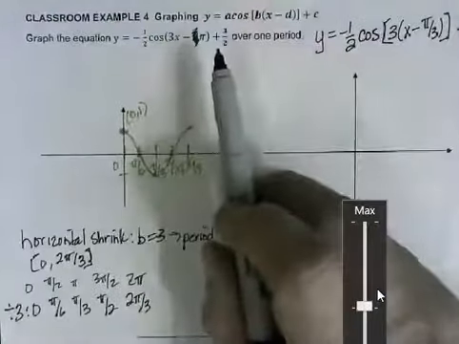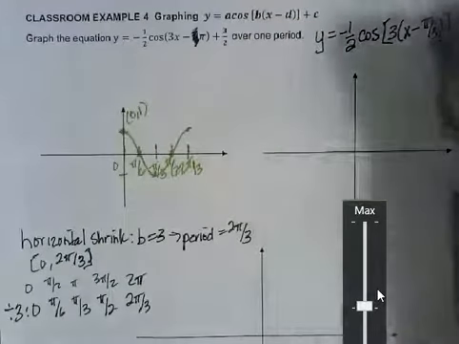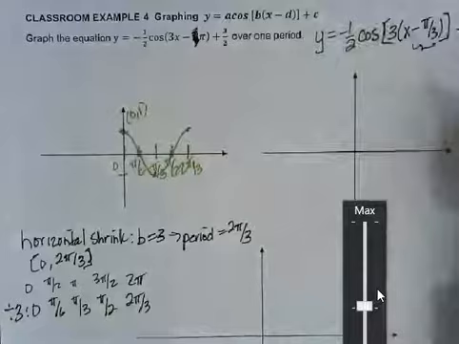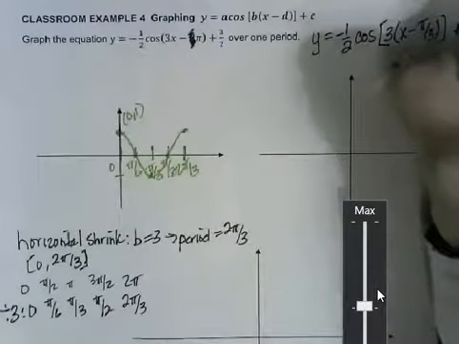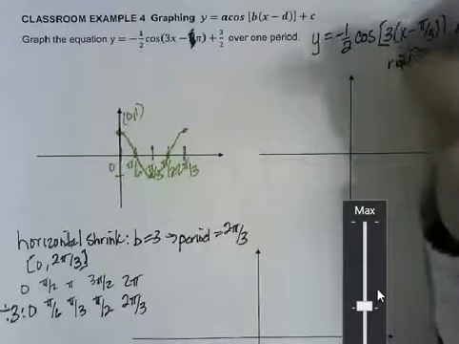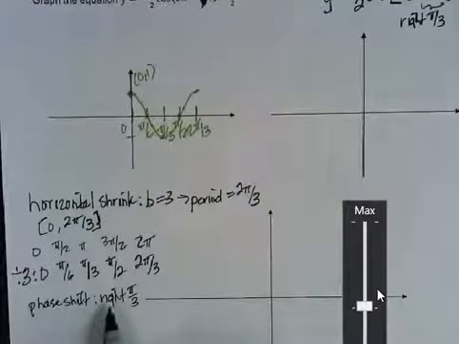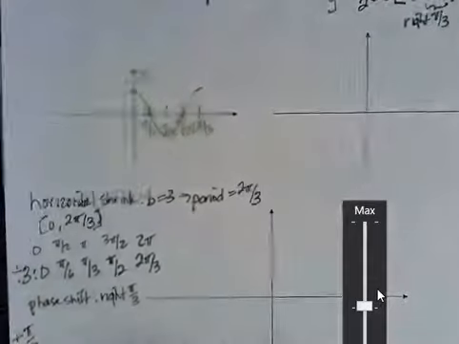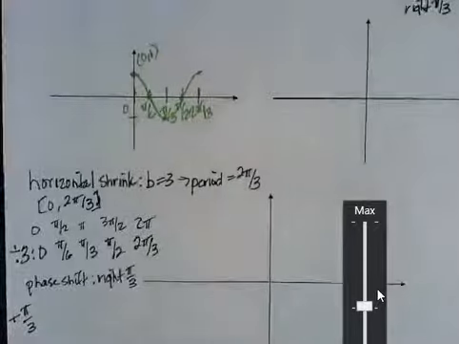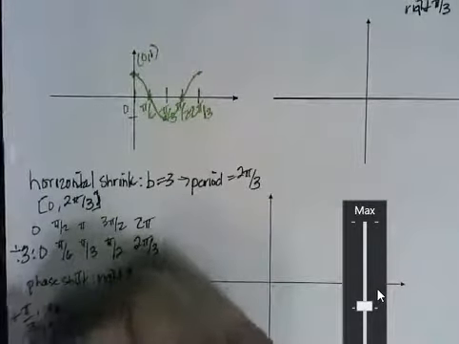The next thing that we're doing horizontally is a phase shift. Since we have a minus pi over 3 right here, that's going to move our graph to the right by pi over 3. What I'm going to do with my x values, in order to move my points to the right, is add pi over 3 to every one of my x values. Here I'm going from 0 to pi over 3.